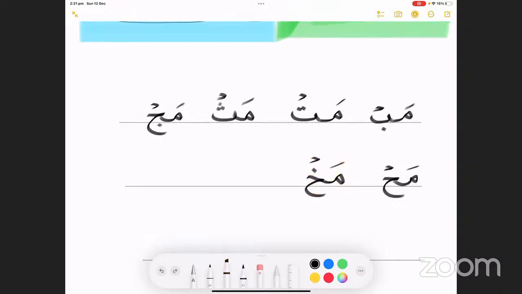Okay. You guys are used to reading two letters together. This is something not new to you guys. Remember when we were doing sentences?